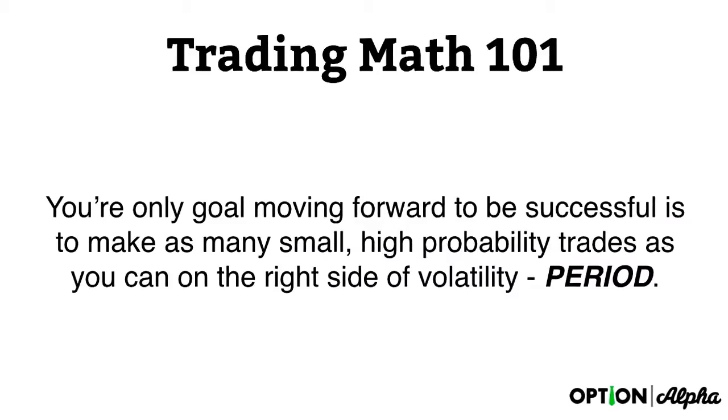So with all of this said and kind of wrapping up here, your only goal moving forward to be successful in trading options is to make as many small, high probability trades as you can on the right side of volatility. Period. End of story. That is the ultimate goal with trading: to make as many small, very small positions so you don't take on too much risk, high probability trades like we just showed you that have a high likelihood or chance of success on the right side of volatility.